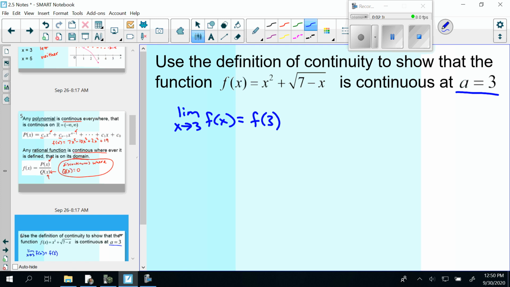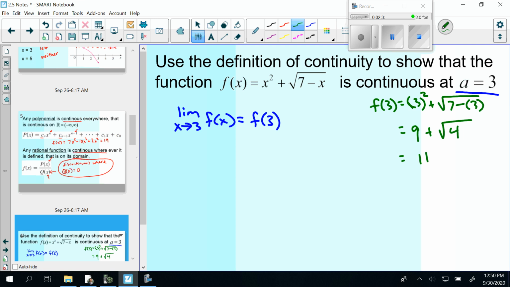To figure out the function at 3, that's just plugging the number 3 in here. So if we want to find f of 3, all we're doing is substituting in 3 here for all the x's and seeing what this gives us. Well, that's 9 plus 7 minus 3 is 4, square root of 4 is 2, 2 plus 9 is 11. So now we have to check if this is 11, is the limit as we approach this the same thing?